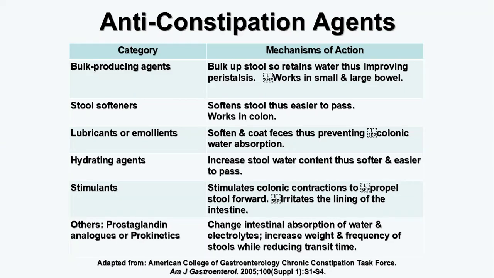Okay, so bulk forming, as I said, will increase the residue of the stool and also help retain water. Stool softeners soften up the stool so it is easier to pass. Lubricants basically make it soft and easy to pass. So basically, all of these help in passing the stools outside, via various ways and methods. Next slide.